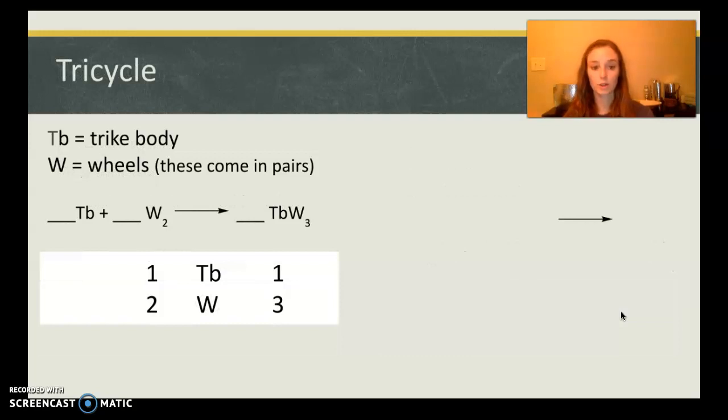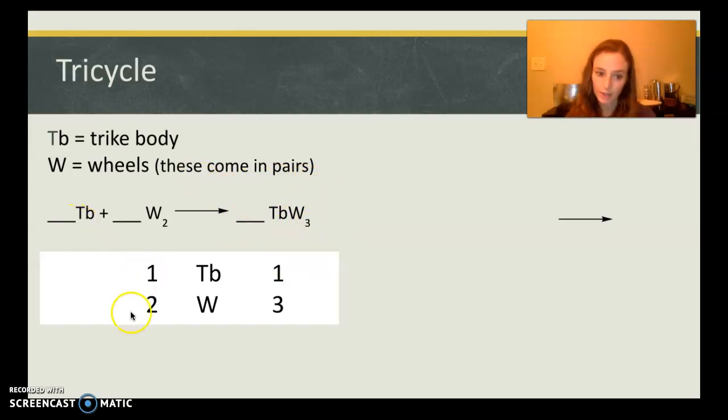Next, if I'm talking about tricycles, so I get a new tricycle, I need to buy some wheels. However, these wheels are still only sold in pairs of 2. So I want as many complete tricycles as I can have. So of course a tricycle would have a trike body, 1 trike body, and 3 wheels. So currently I can buy trike bodies by themselves, and I can buy wheels only in pairs of 2. And then I want to produce a trike body with 3 wheels.